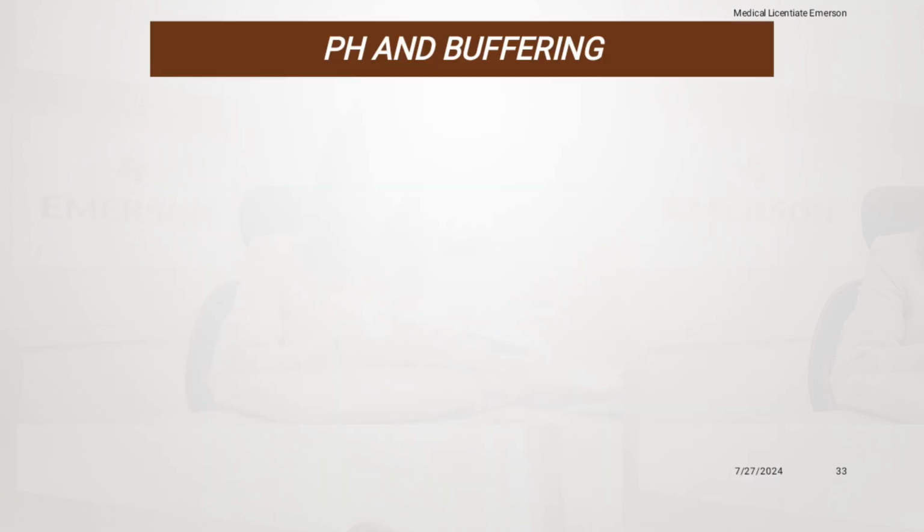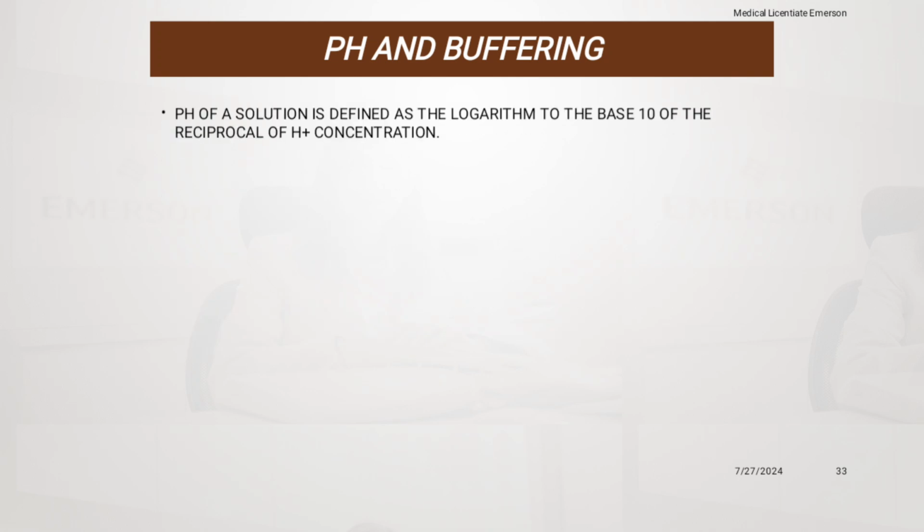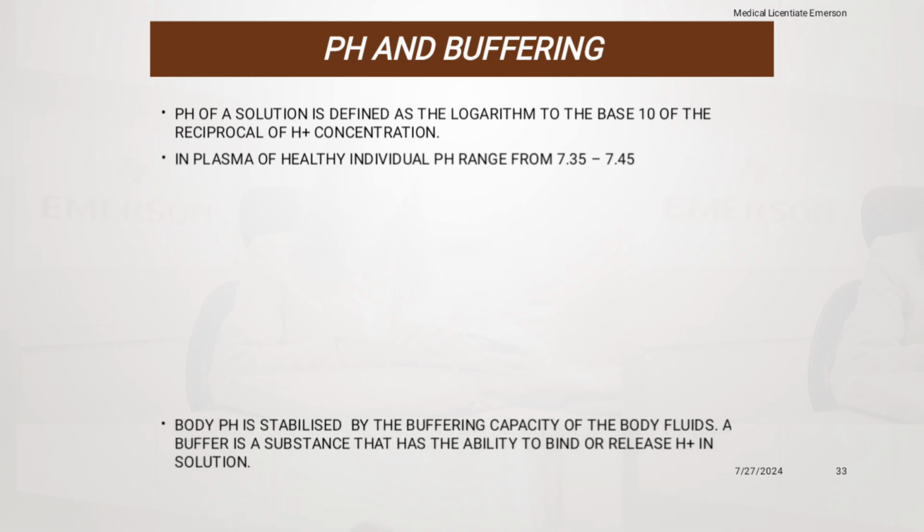Okay, then you also have to know about pH and buffering. So pH of a solution is defined as the logarithm to the base 10 of the reciprocal of hydrogen ion concentration. That's the pH of a solution. So in plasma of a healthy individual, pH ranges from 7.35 to 7.45. So the body pH is stabilized by buffering capacity of the body fluids.